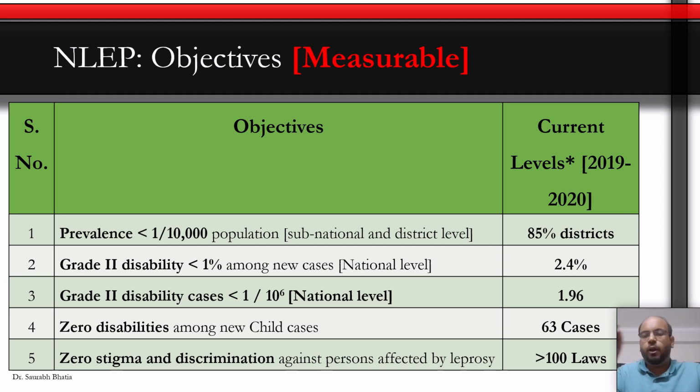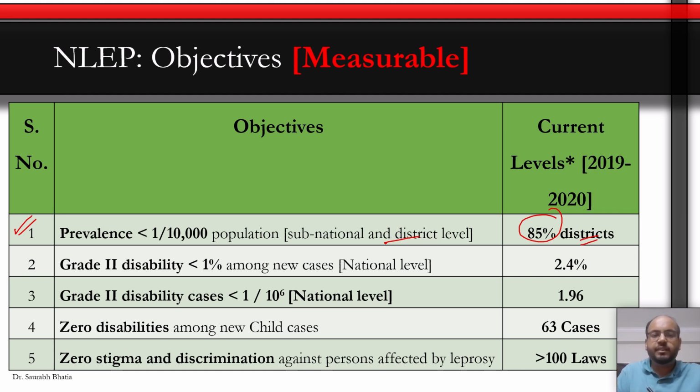NLEP objectives. Objectives are measurable things. Measurable means how will you measure? What is the quantity to achieve? What is the actual level that you have to achieve? There are at least 5 objectives of NLEP. The prevalence has to be less than 1 per 10,000 population at sub-national, district level. Remember, at national level, we achieved less than 1 per 10,000 in December 2005. But we have to make sure that every district has less than 1 per 10,000. And as of 2019-20 data, 85% of districts have achieved this. We need to make sure it is 100%.